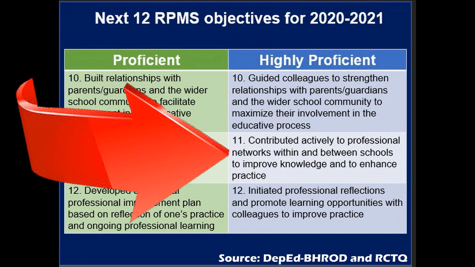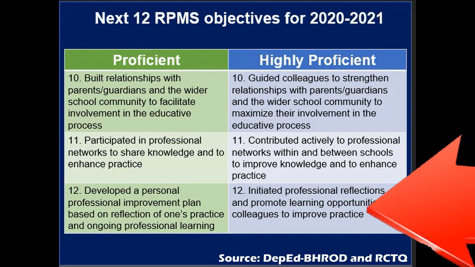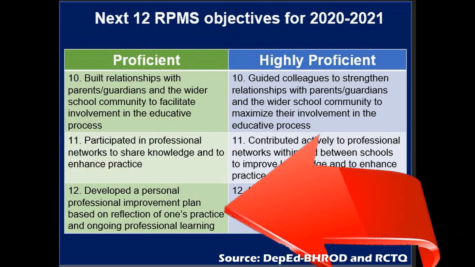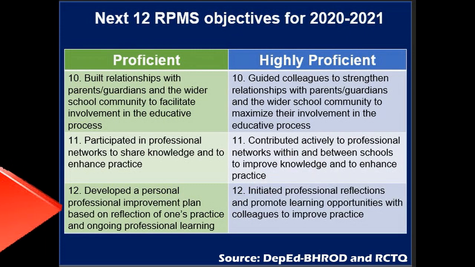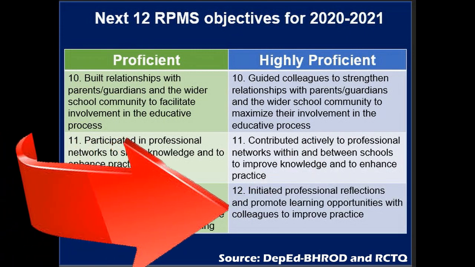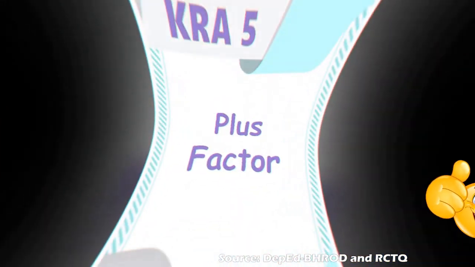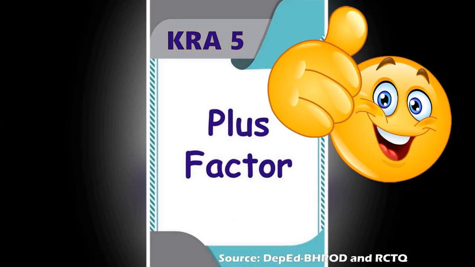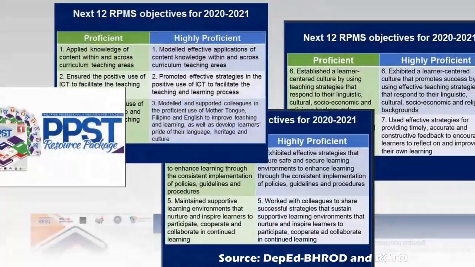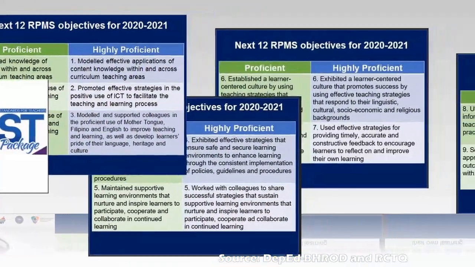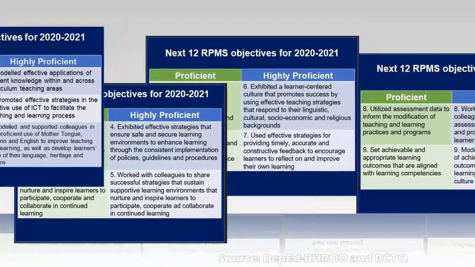The 12th objective for proficient teachers is to develop a personal professional improvement plan based on the reflection of one's practice and ongoing professional learning. While highly proficient teachers are expected to initiate professional relations and promote learning opportunities with colleagues to improve practice. And of course, the plus factor, which will always be part of the indicators every school year. Note, discussion on what each indicator means will be uploaded in my next video tutorial.